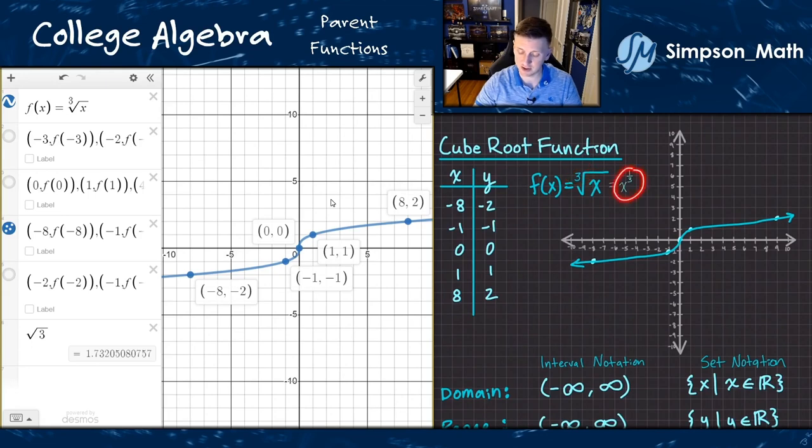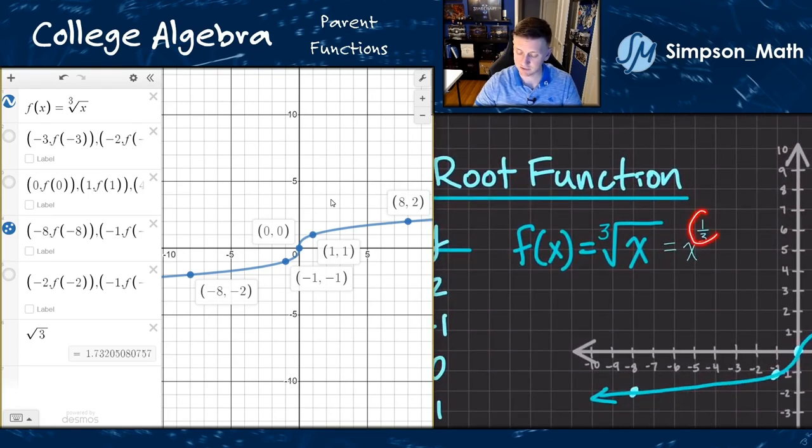And then you can also write this as a rational exponent, just like you can write the square root of x as x to the 1/2. You can write the cube root as x to the 1/3.